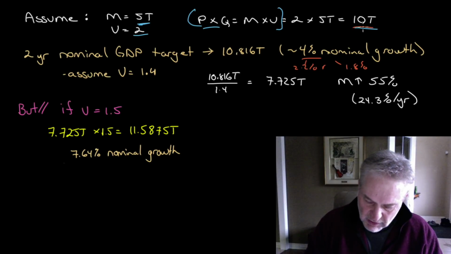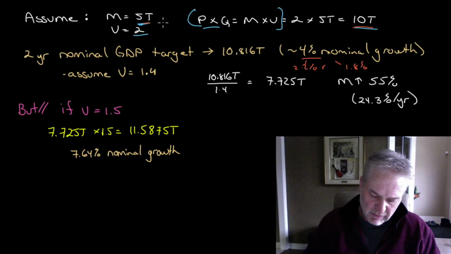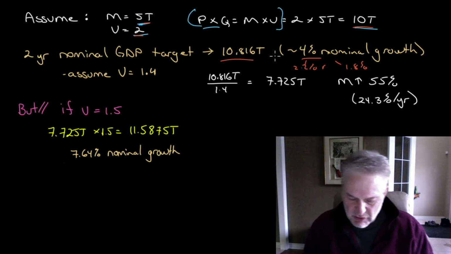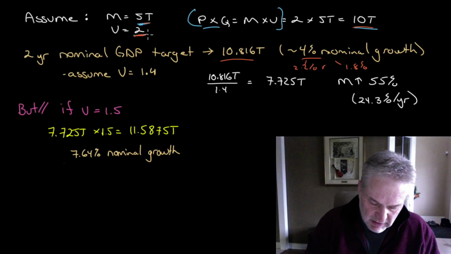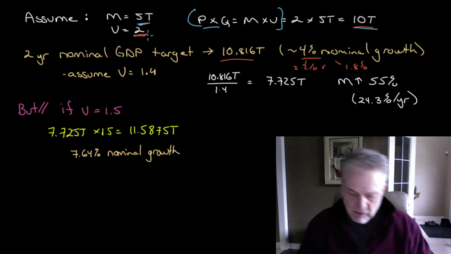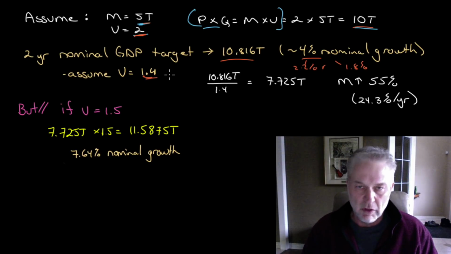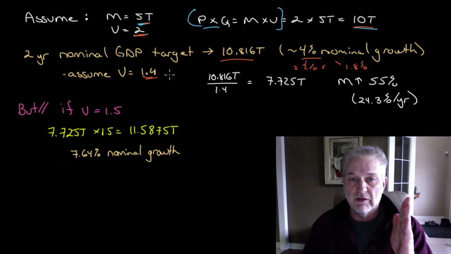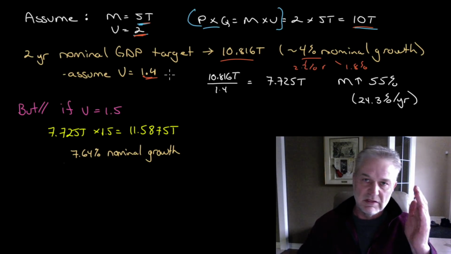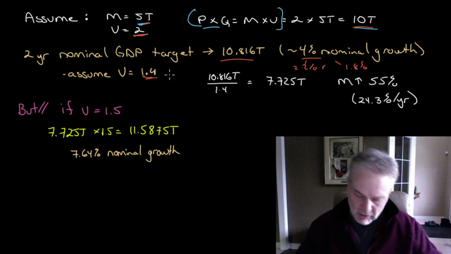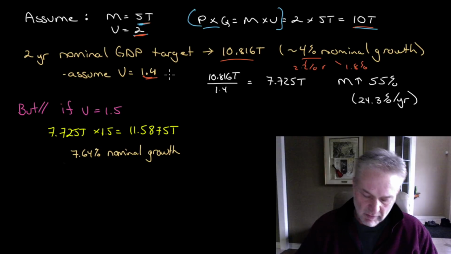So if we have 10 trillion based on a money supply of 5 trillion, a velocity of 2, we should expect a 2-year nominal GDP target of $10.816 trillion. Well, let's assume that instead of the velocity being 2 for the next 2 years, velocity is actually 1.4 instead. Because again, we've seen since we've come out of the great financial crisis, the recession 2008, 2009, velocity has simply just dropped from I think 2007 was almost 2 to 1.4. So let's say velocity is going to be 1.4.